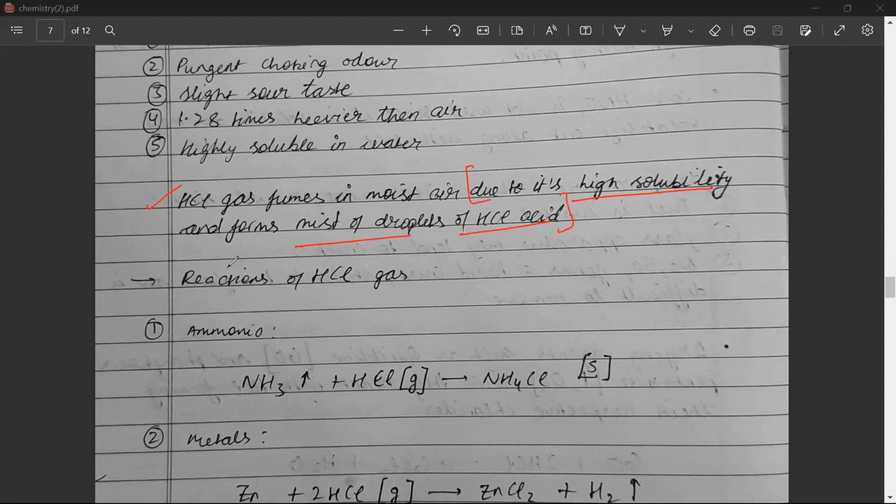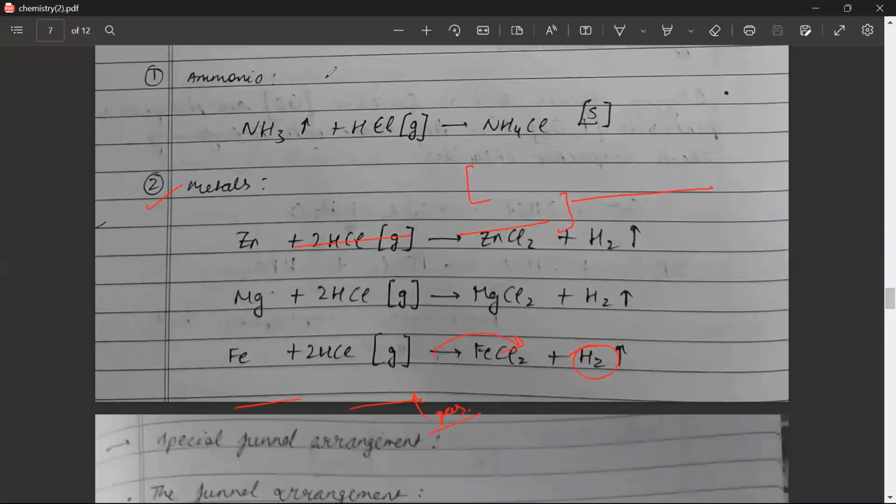Now, reactions of HCl gas with ammonia. This is an easy reaction. You have ammonia in the gaseous state, you have HCl in the gaseous state, which combine to form NH4Cl. S stands for solid, G stands for gas. Okay, let's move on to metals. Now, what metals does HCl react with?